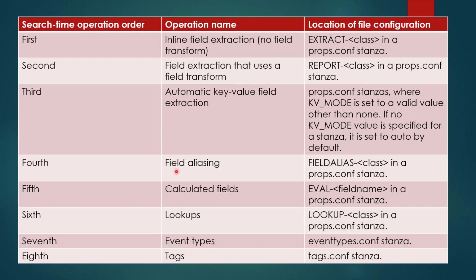Fourth, the field alias. We can create field aliases in Splunk. Maybe I have not discussed this one on my channel yet; I will eventually do it, because after field aliases, event types and tags will be moving to CIM, the Common Information Model. That's why understanding these things is important here. So field aliases will be evaluated at number 4.